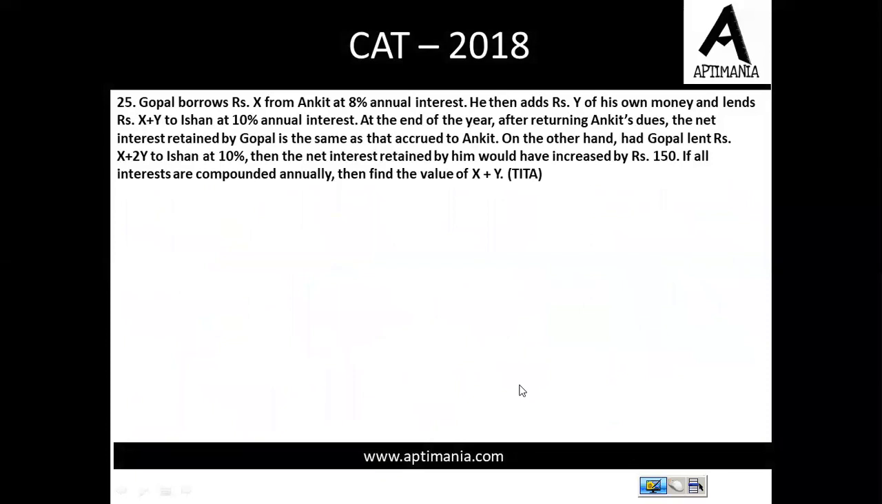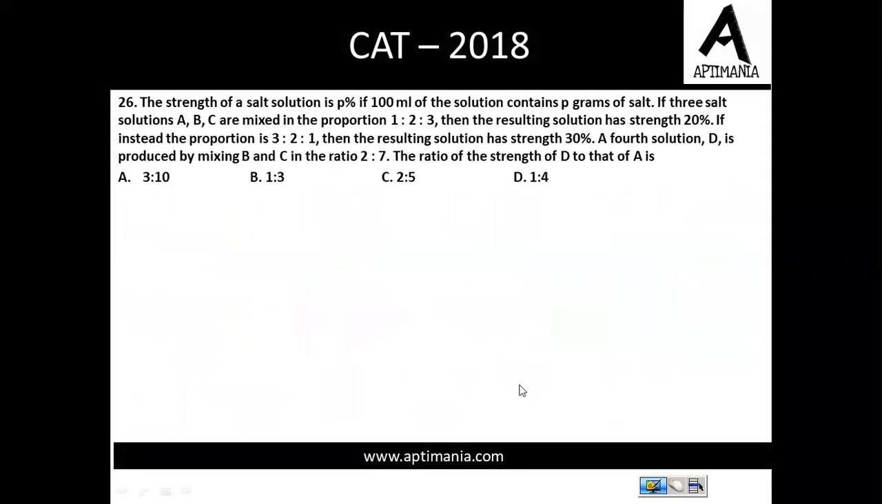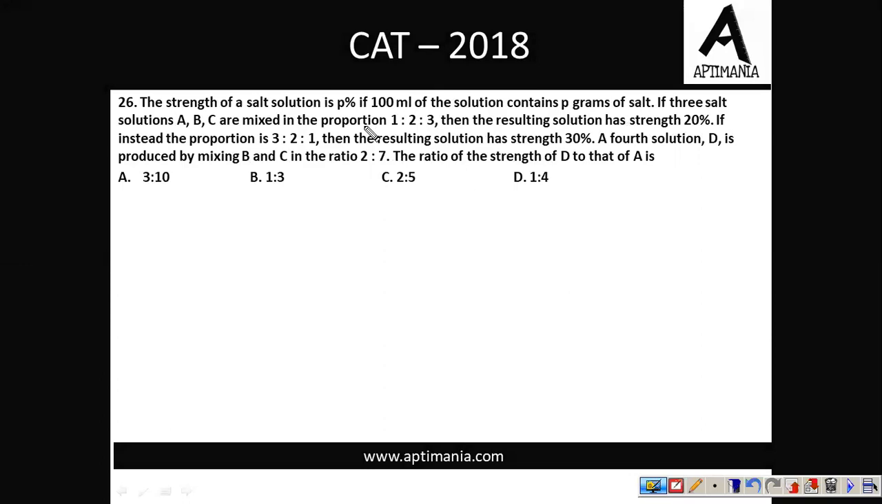Question number 26. The strength of a salt solution is P% if 100 ml of solution contains P gram of salt. This definition is given to you for what the percentage is. If 3 salts A, B, C are mixed in the ratio 1:2:3, so we take 1 of this, 2 of this, and 3 of this, upon a total of 6, the strength is 20%, that is 20 upon 100.